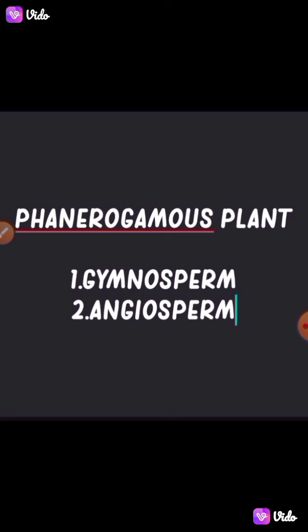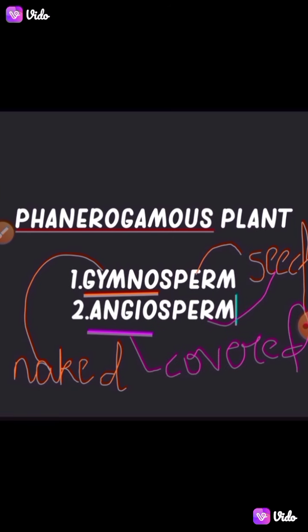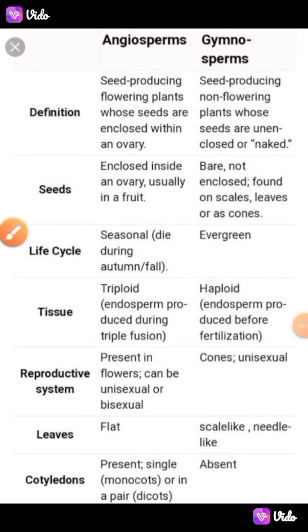So let's start. As we already know, there are two types of phanerogamous plants: gymnosperm and angiosperm. Gymnosperm is derived from two words, gymno and sperma. Gymno means naked and sperma means seed, whereas angiosperm is also derived from two words, angio and sperma. Angio means covered and sperma means seed. So, gymnosperm has naked seeds, whereas angiosperm has covered seeds. So let's move on to the angiosperm and gymnosperm plants.